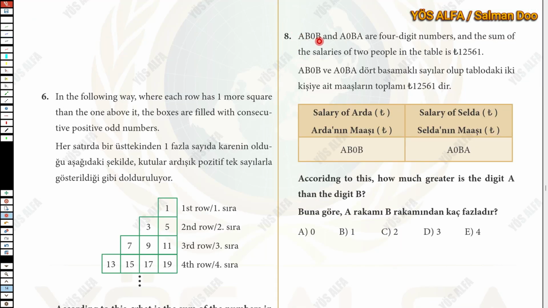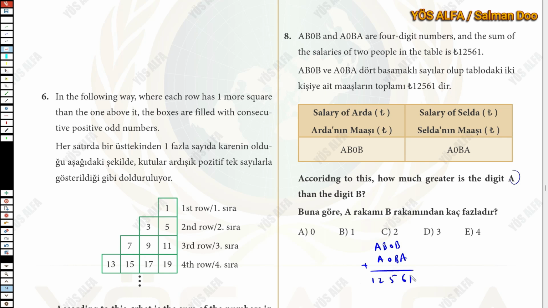8. AB0B and A0BA are 4-digit numbers, and the sum of the salaries of two people in the table is this. So we're given the sum of these two. Let's write it down. AB0B and A0BA. The summation is 12561. We're asked to find how much A is larger than B.